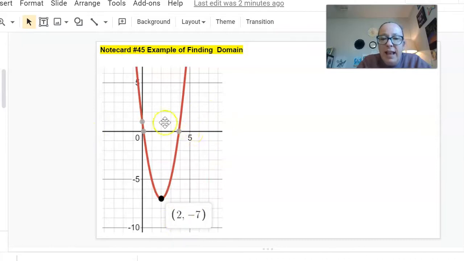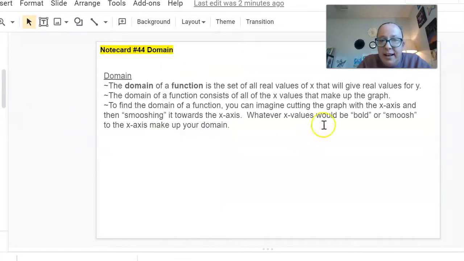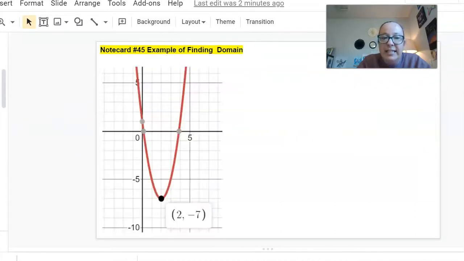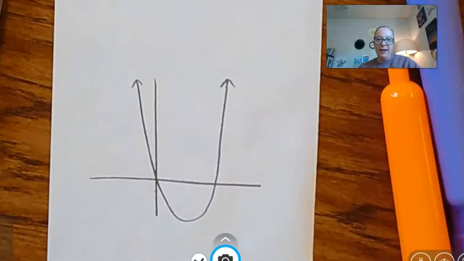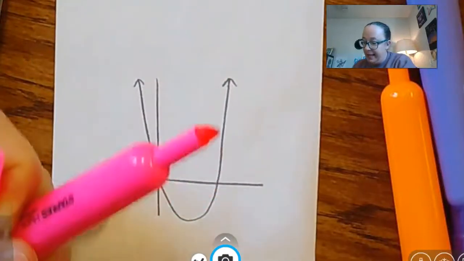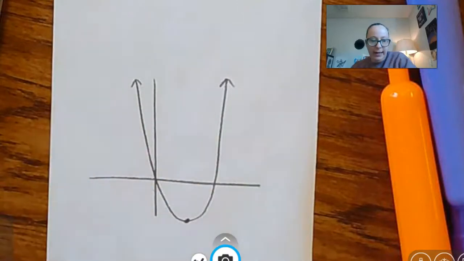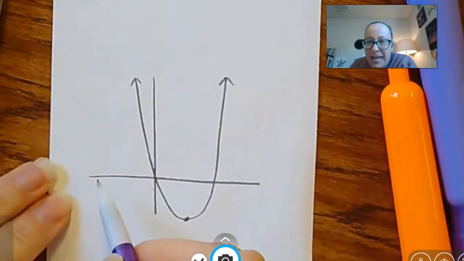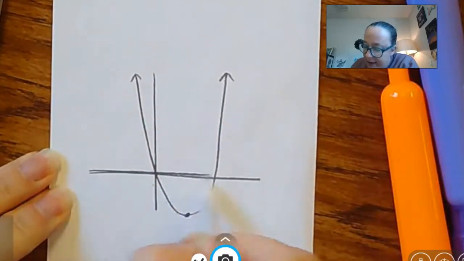And the way I like to imagine this is, what did I say? I said, imagine cutting the graph with the x-axis and then smushing it towards the x-axis. So if I cut this, I would have this part, and this part, and I would smush. So I'm going to show you what I mean. Okay, so I know my graph's not as good as the computer generated, but it'll be okay. All right, so I always just imagine making my graph into different pieces around the x-axis.